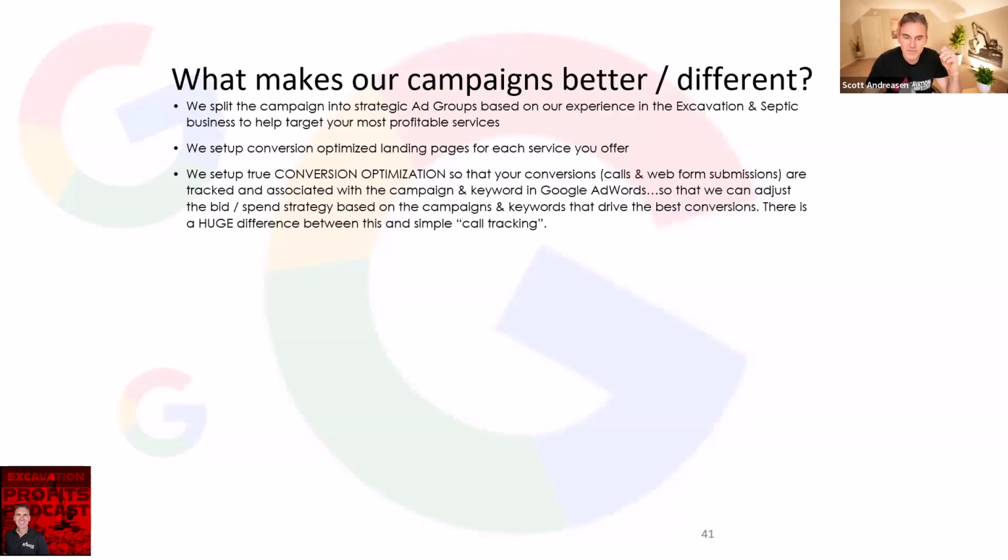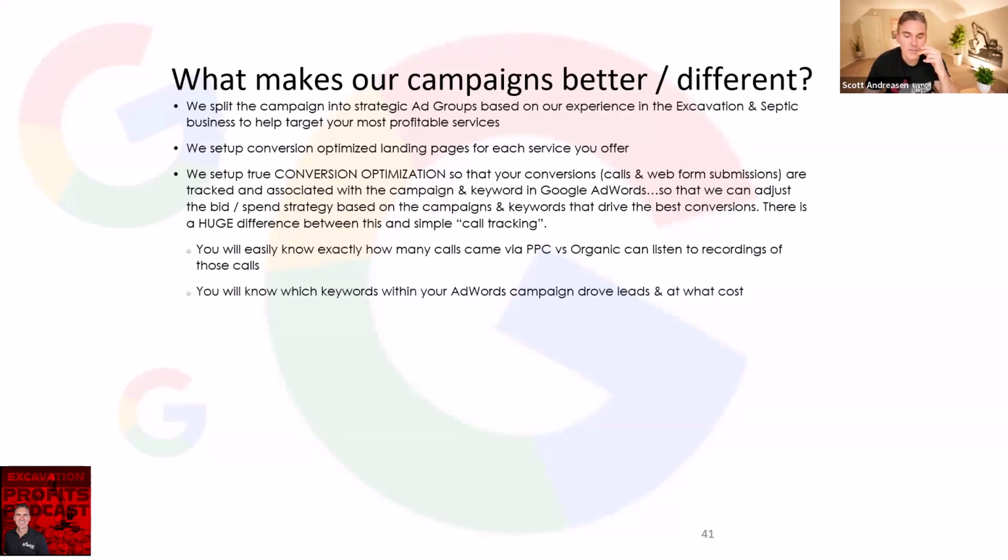So there's a huge difference between this and just doing simple call tracking. Call tracking is good because at least then you can tell where the lead comes from. But if you add conversion tracking on top of that, that is automating the process of converting more leads and making your campaign better. So you will easily know exactly how many calls come from your pay-per-click ads versus your website or social. And you can listen to recordings of those calls as well. And you will know which keywords within your AdWords campaign drove the leads and at what cost. I mean, it's one thing to know where your leads come from, but it's like the ultimate cherry on top if you know what the person actually typed in to become a lead, to have that level of detail.